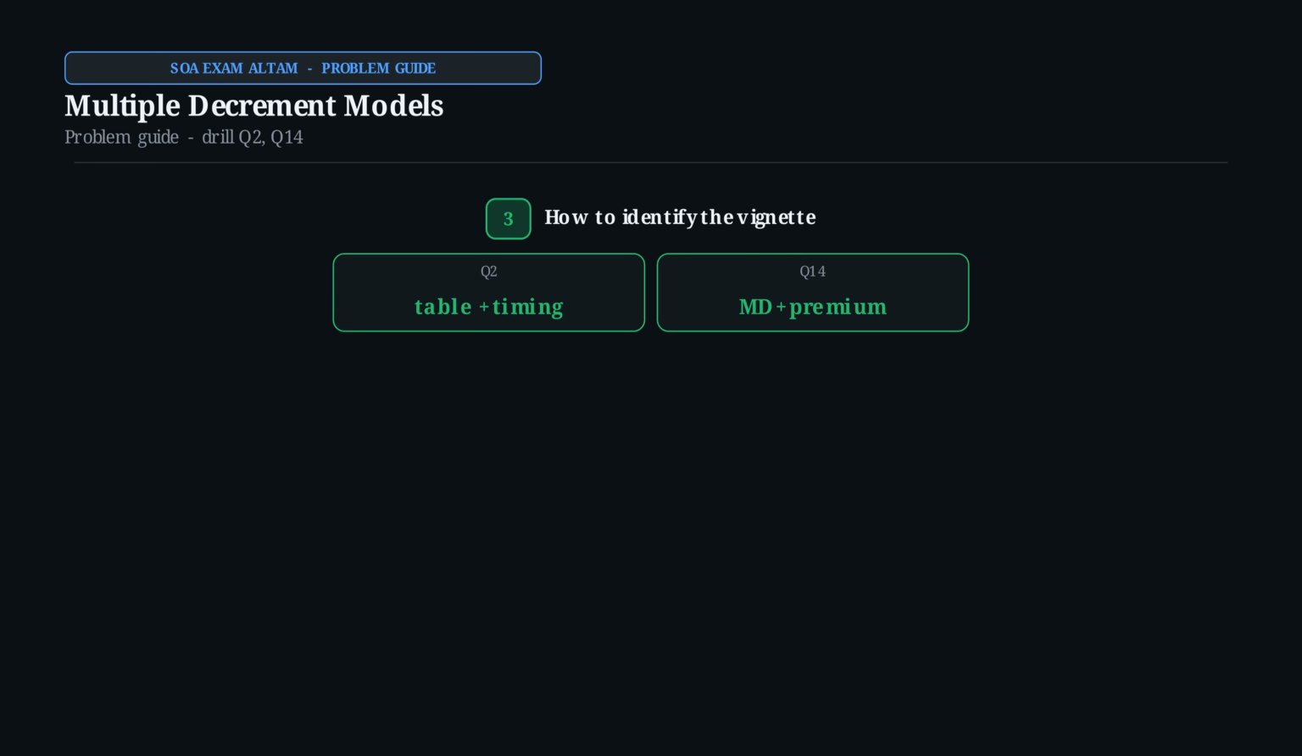You are here when 2 or 3 named exits sit on one status. The vignette mentions mid-year versus year-end, or associated single-decrement rates, or a rider that pays only on disease 1. Question 2 is a triple-decrement table with a timing move. Question 14 is double-decrement plus a disease benefit and a net premium.